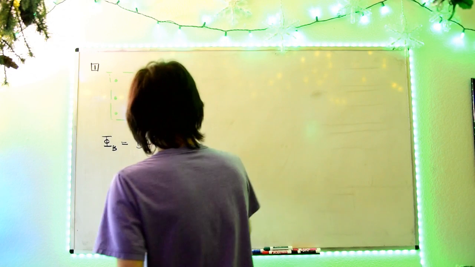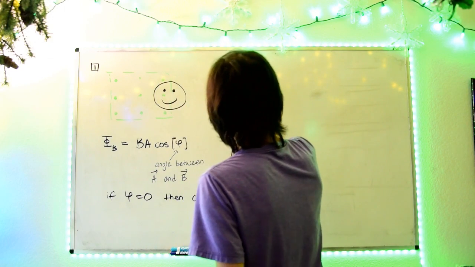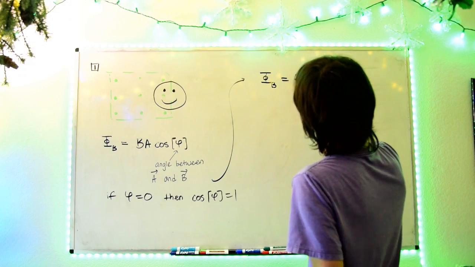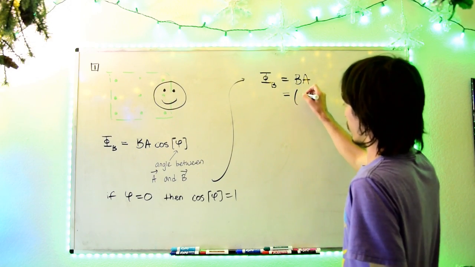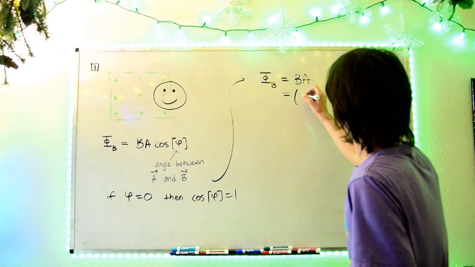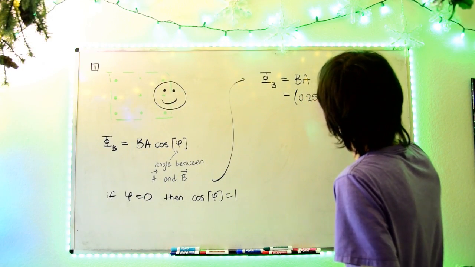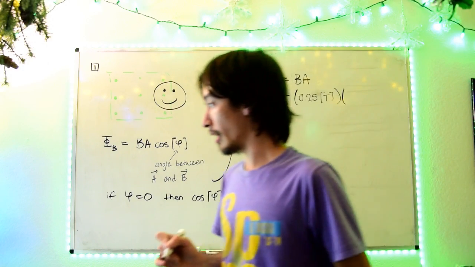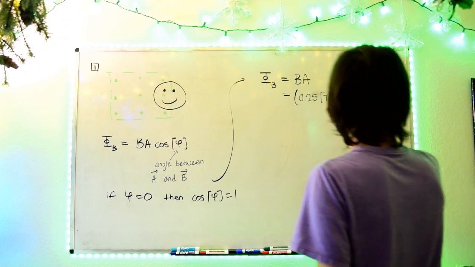So the flux simply reduces down to B times A, and we just plug that in. So the magnetic field strength in this case is 0.25 Teslas. And our area is directly given. It's 0.10 meters squared.